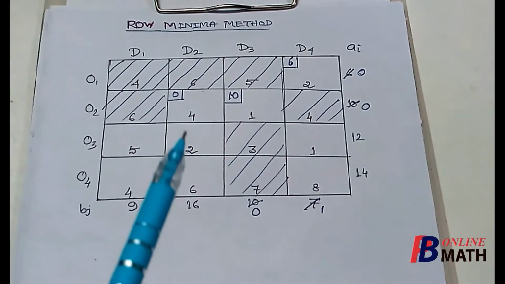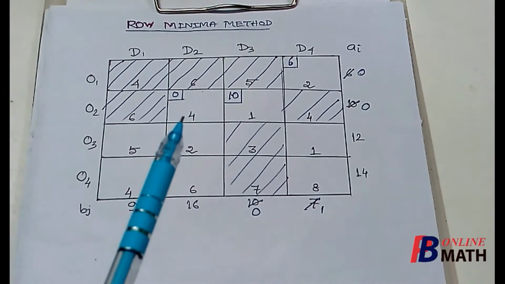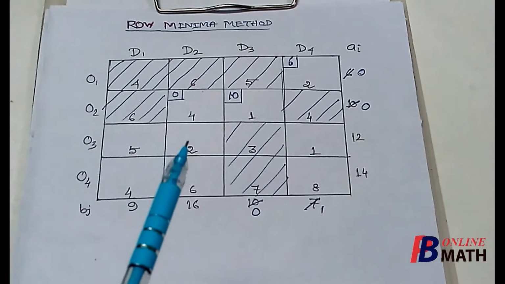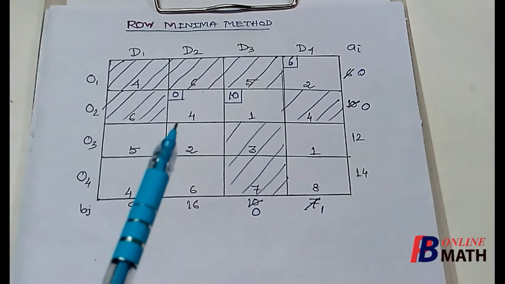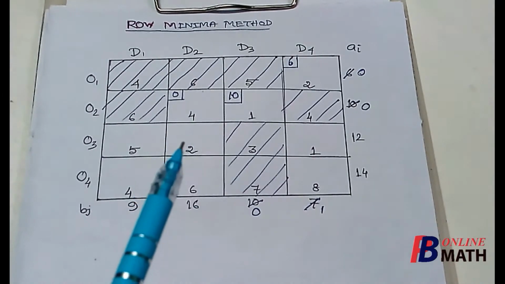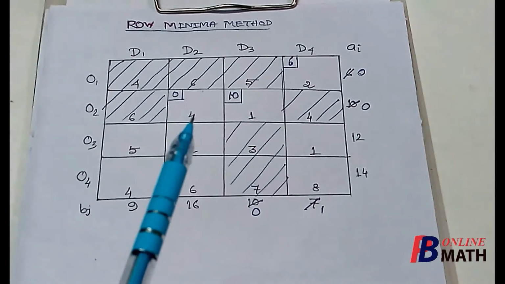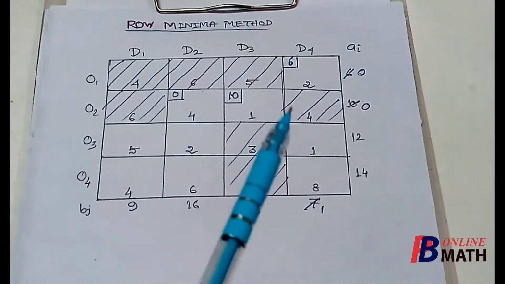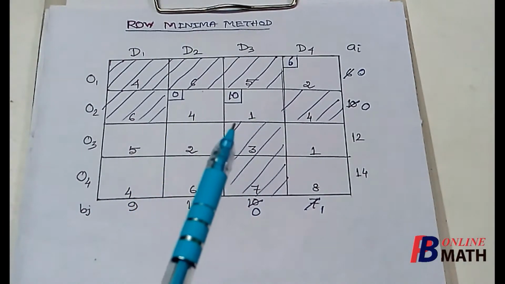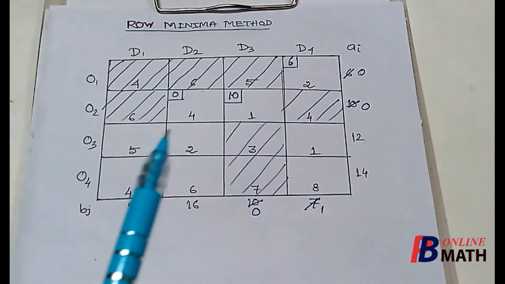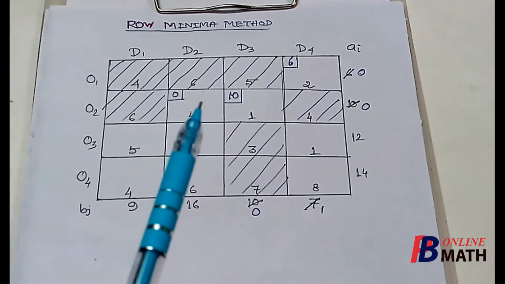Now remember that this 0 is allocated only to maintain the number of basic variables. It will not hamper the solution here. The solution will be same if we allocate this 0 value in any other cell, but the number of basic variables will be 7. That's why to maintain the number of basic variables, we have to allocate one extra basic variable here.